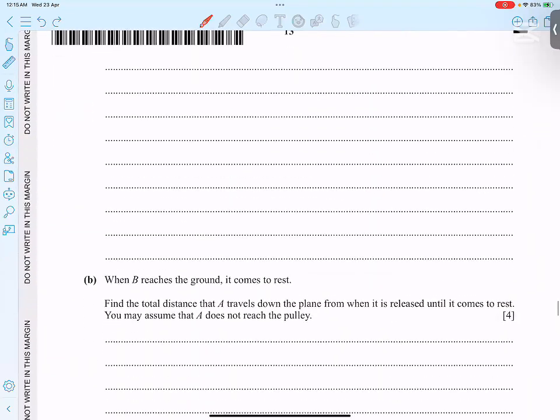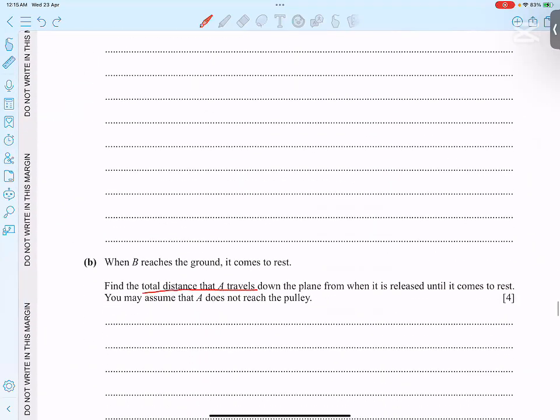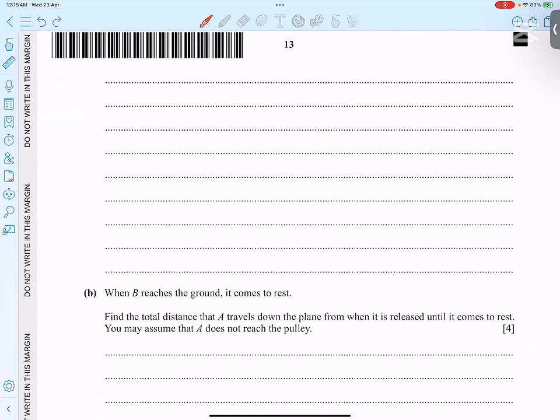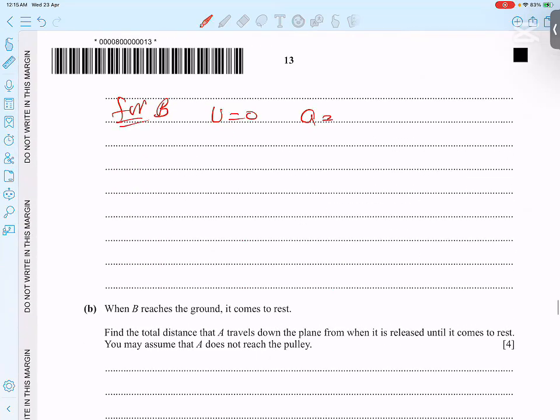So read the further part. Find the total distance A travels down the plane when it comes to rest, assuming A does not reach the pulley. So the situation we have is that B will fall down. So I will tell you the plan of action. What is the plan of action? Let's talk about the B part. For B, U is equal to 0. Acceleration, we got it on top, 4.8.